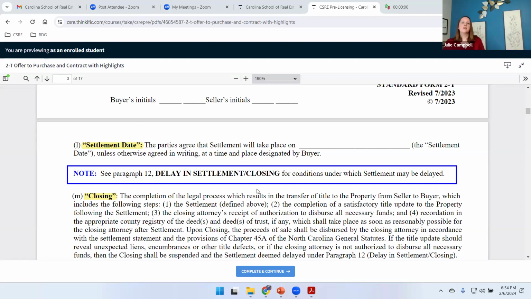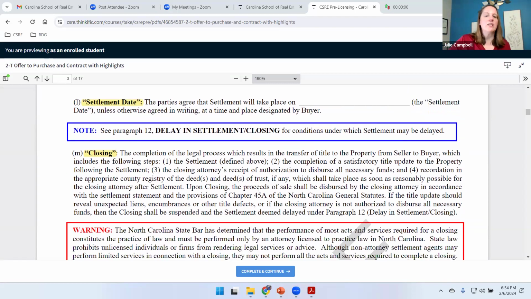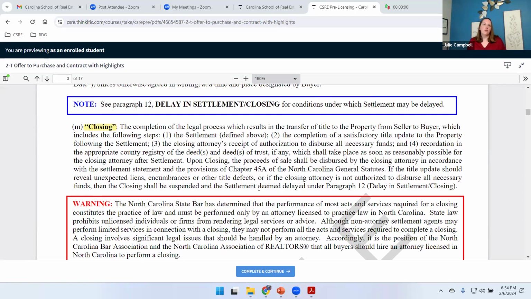So settlement is when we all attend the attorney's office. I'm going to go with my client because I'm going to be with them there to the end. Closing is what happens when we leave the attorney's office. Closing is what happens when the attorney puts the finishing touches on it. Closing is defined as settlement, the completion of a satisfactory title update. Remember, we talked about title insurance, researching the public documents so that the attorney can get their good opinion on title.